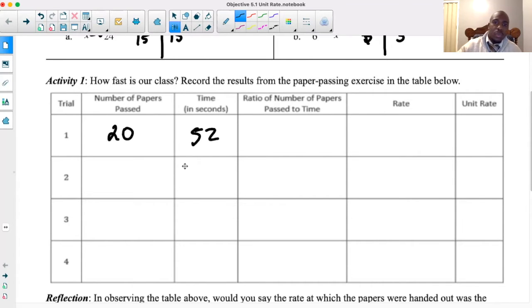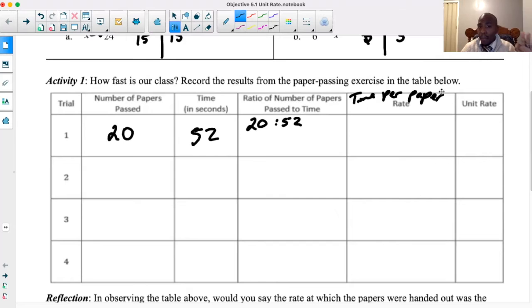Now, I want to know what's the ratio of papers passed to time. And that ratio looks something like this, 20 to 52. That's our ratio of papers that was passed out and the amount of time to get that. So what is the rate? Rate meaning time per paper. That's what I want to find out. I want to figure out seconds per paper. How many seconds per paper?